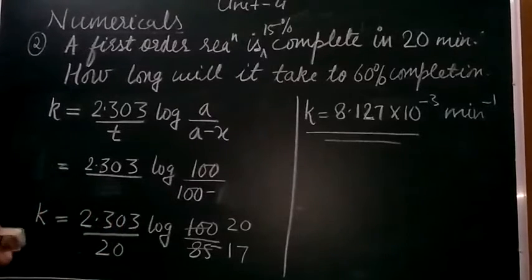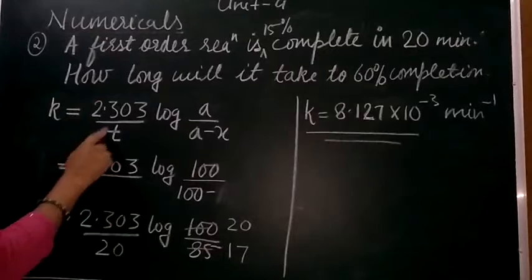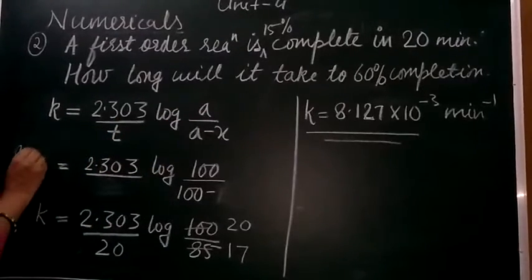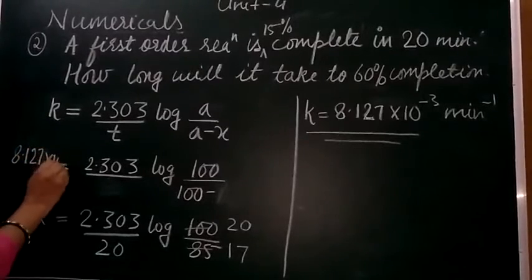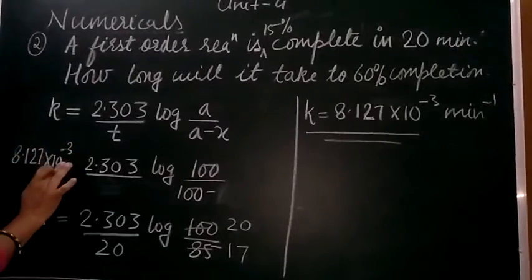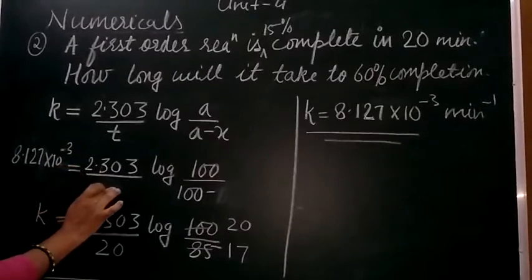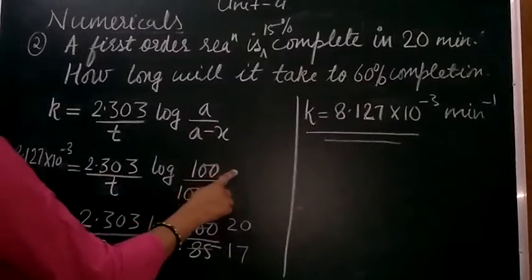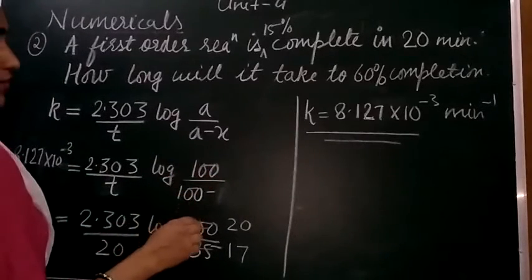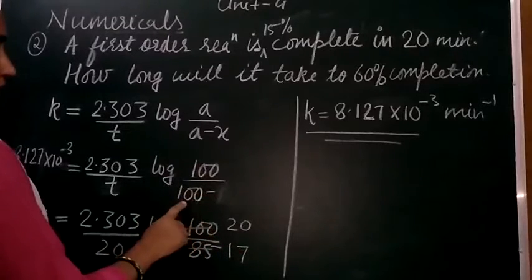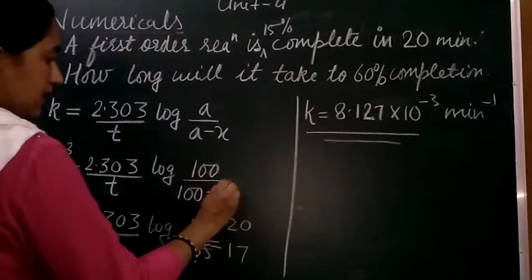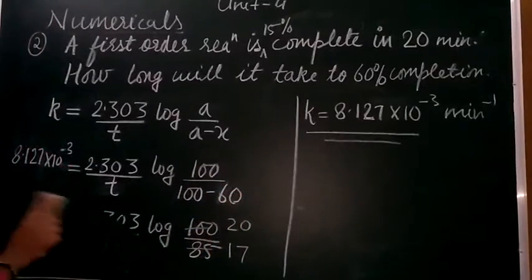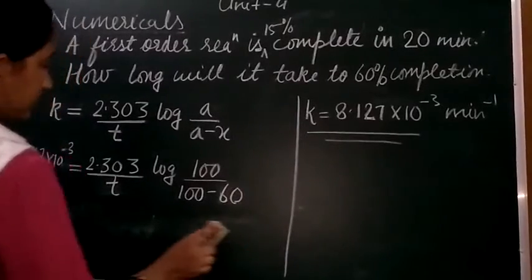The k value is known to us now. So k equals 2.303 upon t, log a upon a minus x. Here the rate constant value is 8.127 into 10 raised to power minus 3. And what is the time here? This we have to find out, so just t. 100 is the initial concentration. For the final concentration, 60% of the reaction has been completed, so you can put 100 minus 60. How much will it come? It will come 40.